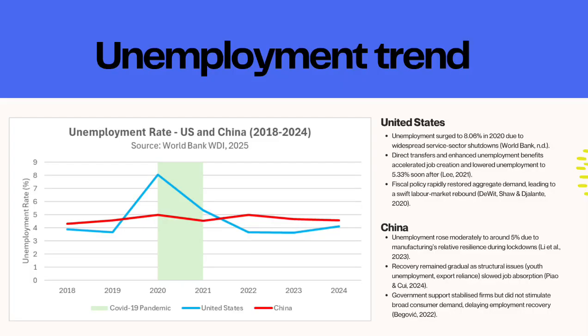In 2020, the US saw unemployment rise sharply to nearly 8%, reflecting large-scale job destruction in hospitality, tourism, retail, and entertainment. Lockdowns triggered millions of layoffs within weeks. China, however, recorded only a modest increase from about 4.5% to slightly above 5%, indicating far smaller job losses due to early outbreak control and continued industry activity.